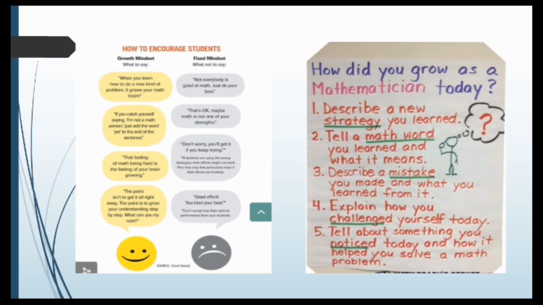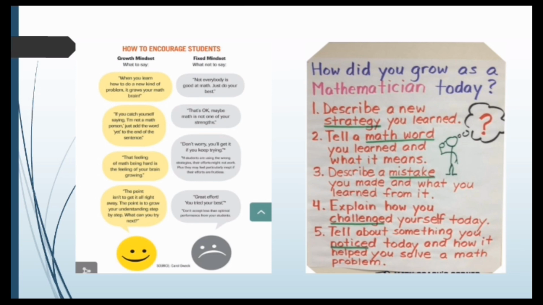That feeling of math being hard is the feeling of your brain growing. Don't worry. You'll get it if you keep trying. The point isn't to get it all right away. The point is to grow your understanding step by step. What can you try next? Great effort. You tried your best.